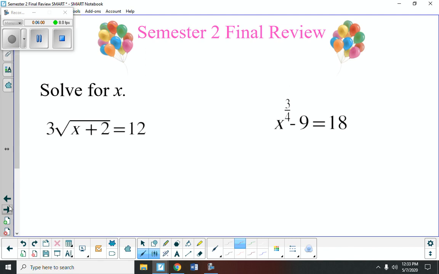All right, next we're going to solve for x. This has a square root in it, and the x is inside the square root, so we need to get the square root term by itself. The first thing we're going to do is divide both sides by 3. So we have the square root of x plus 2 equals 4.